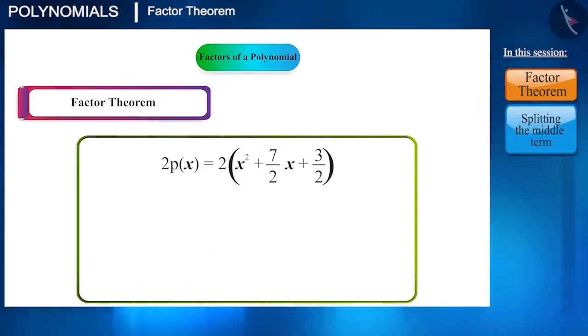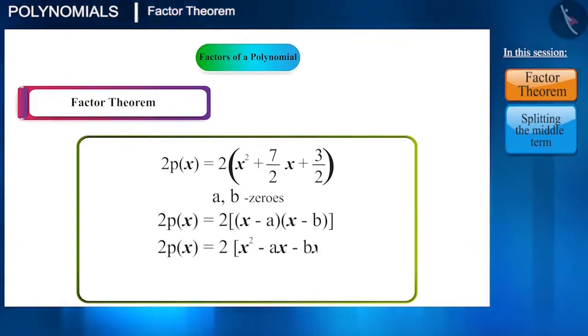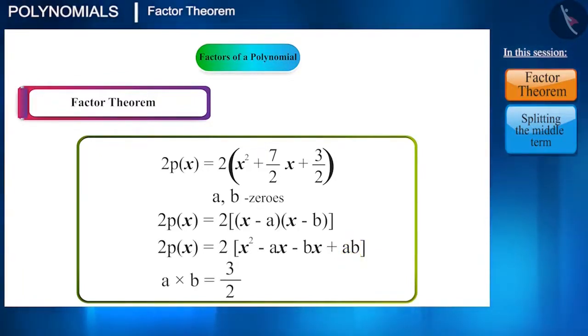And suppose a and b are its 2 zeros, then you can write this polynomial in terms of factors as 2p of x is equal to 2 of x minus a of x minus b. And here, you can see that the constant is ab. That is, for this polynomial, ab is 3 by 2. So we will find 2 numbers a and b whose product is 3 by 2.